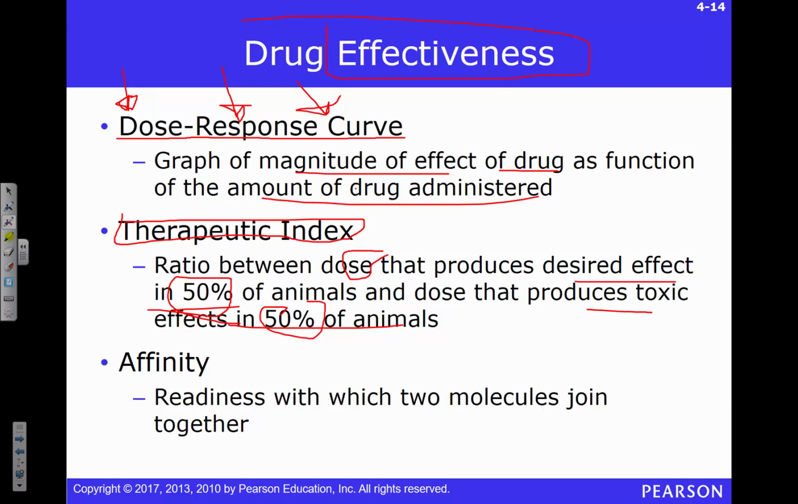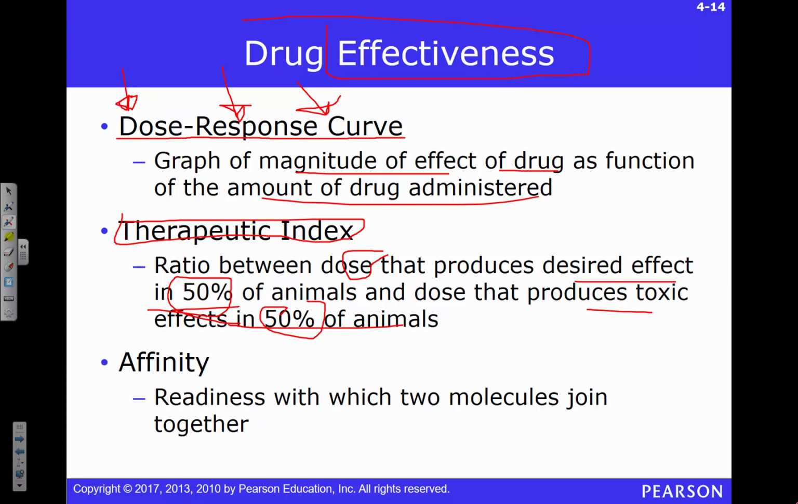For most purposes, like if we're actually going to try to take a drug to market, you might make this 95-5 or 99-1, right? Like, what's the dose that I need to give you so that 99% of you feel that drug effect and only 1% of you die? Okay, like what's that margin?